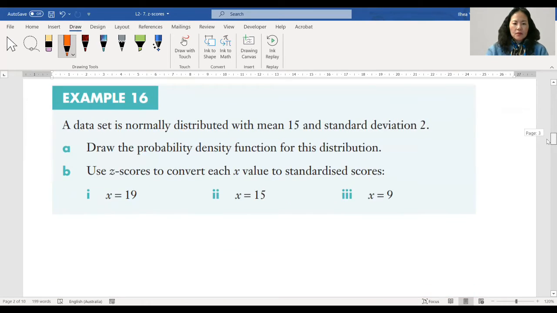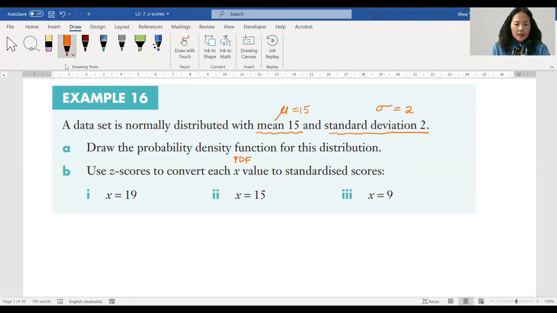Okay, example 16. A data set is normally distributed, so it's normal distribution, with mean mu equals 15, and standard deviation sigma is 2. Okay, so it's important you collect all the information you need. Part A, draw the probability density function. So we need to do the PDF, just normal distribution, okay?